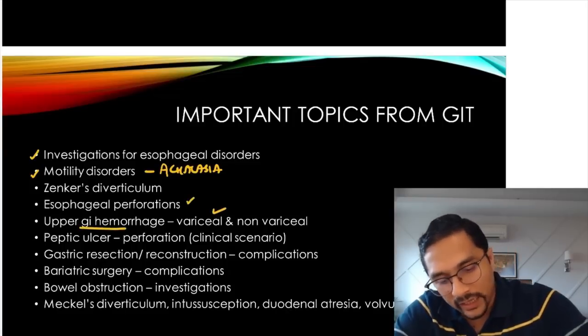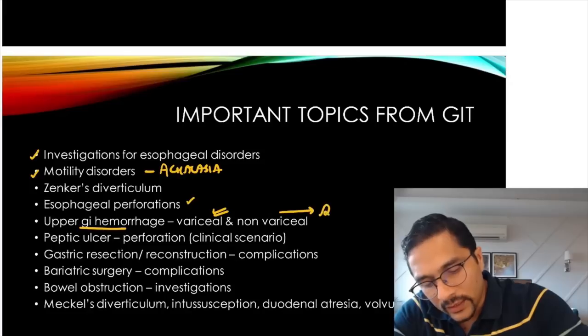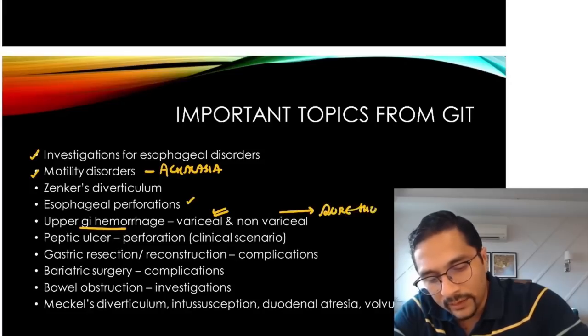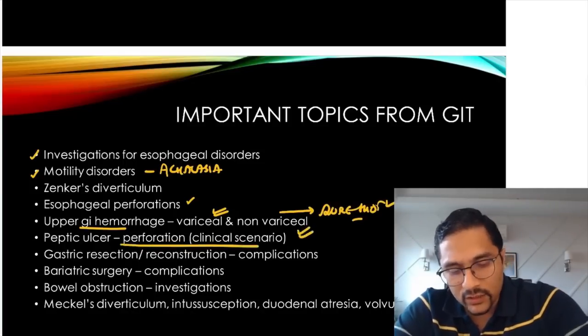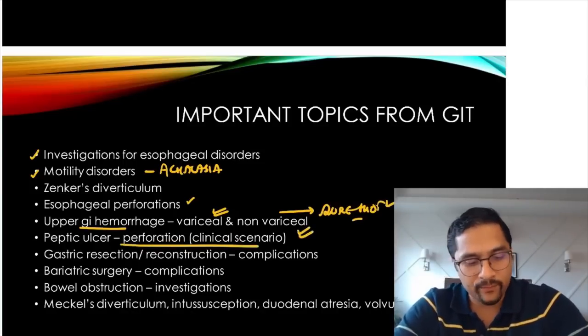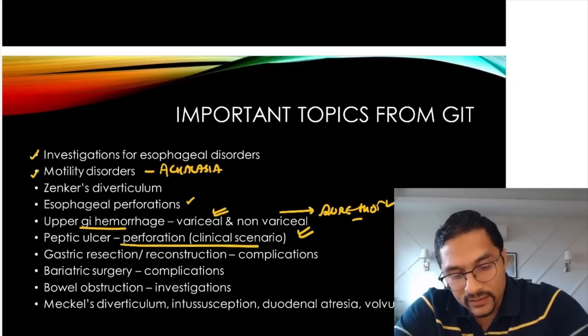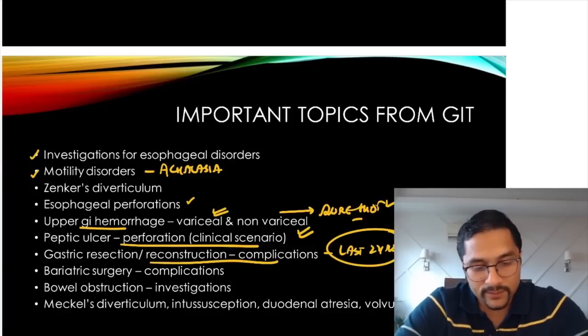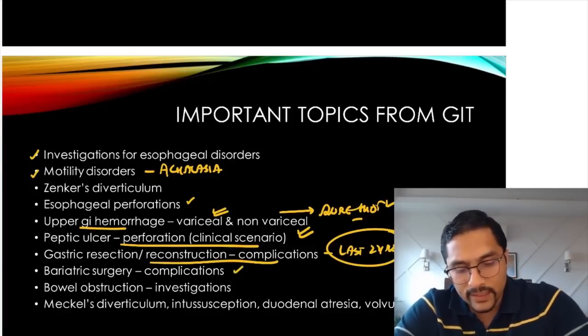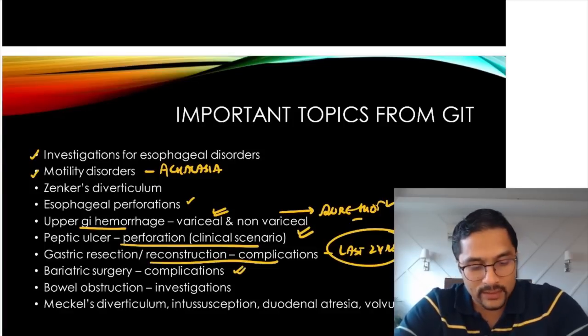Upper GI hemorrhage every year. This is a sure short question. Upper GI hemorrhage, sure short question. Peptic ulcer perforation also asked this year, sure short question. Gastric resection and reconstruction, since the last 2 years this has become a very hot topic. They are asking at least one question from this. Bariatric surgery complications also, last 2 years questions have been asked.